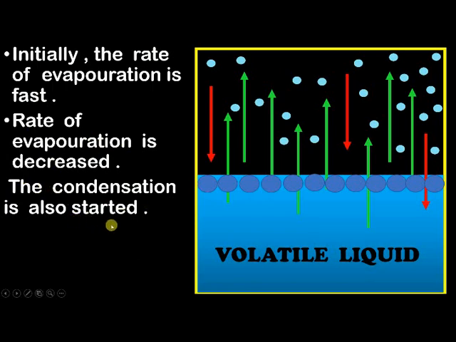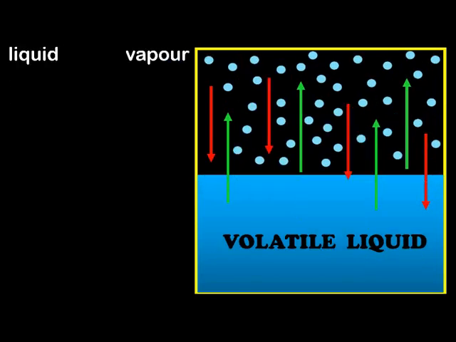Now guys, again after some time we will reach a stage, and at that particular stage there will be a dynamic equilibrium that is being established. Now what is the meaning of this dynamic equilibrium? So what happens at dynamic equilibrium is that the amount of liquid turning into vapors is equal to the amount of vapors getting converted back into liquid.